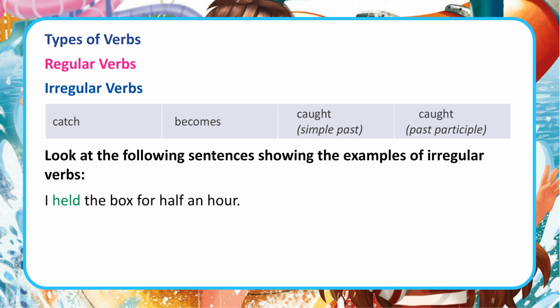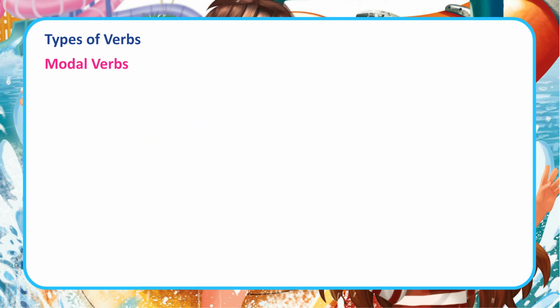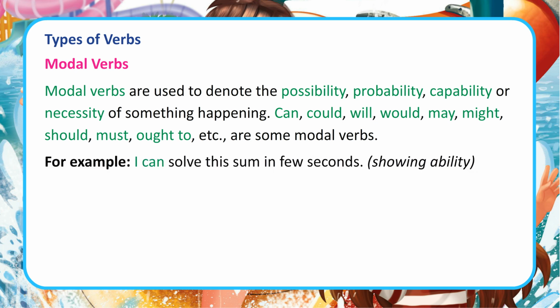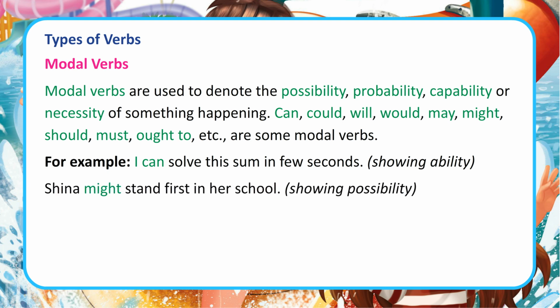Look at the following sentences showing the examples of irregular verbs. I held the box for half an hour. My sister took my laptop. Modal verbs. Modal verbs are used to denote the possibility, probability, capability or necessity of something happening. Can, could, will, would, may, might, should, must, ought to, etc. are some modal verbs. For example, I can solve this sum in few seconds, showing ability.